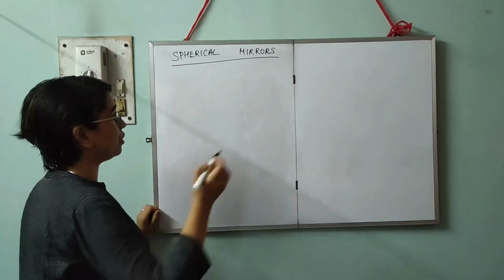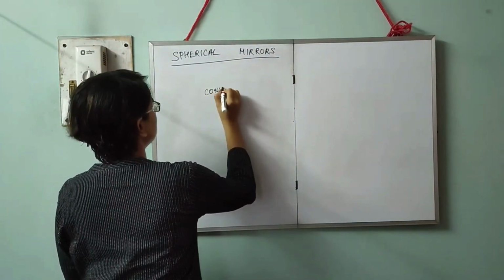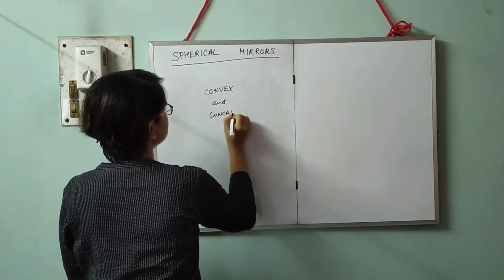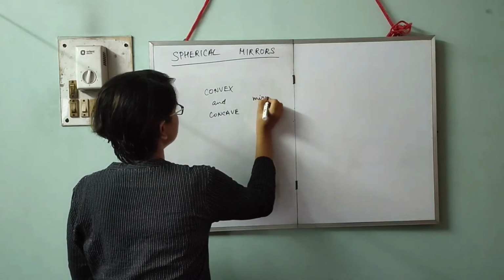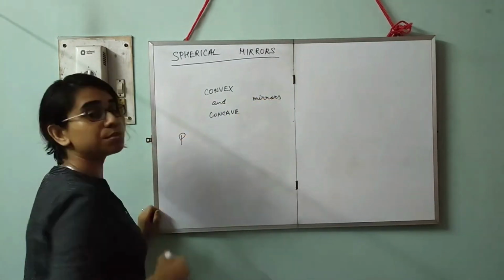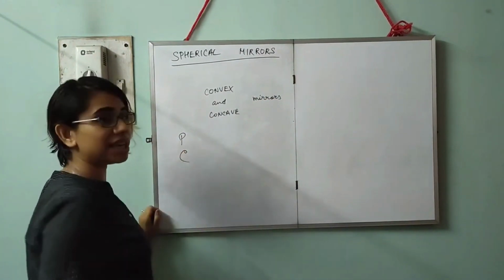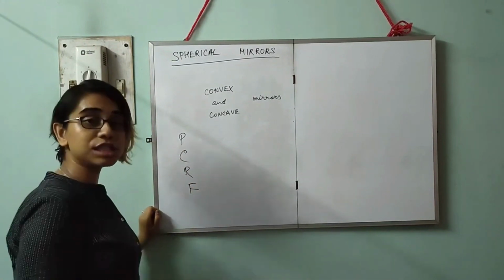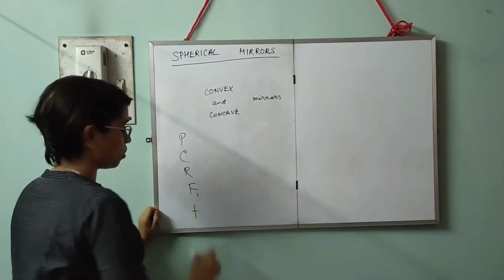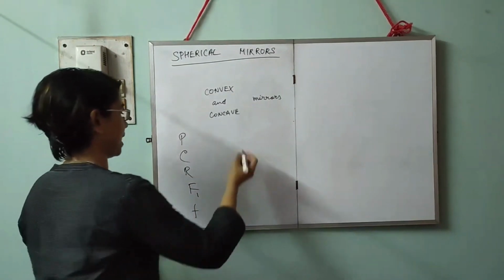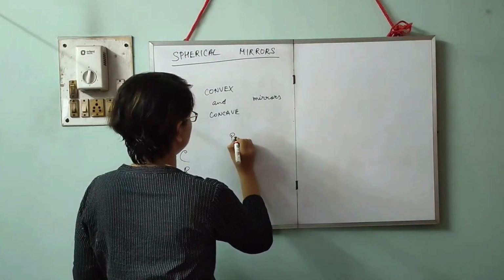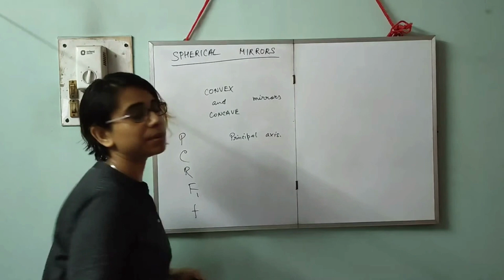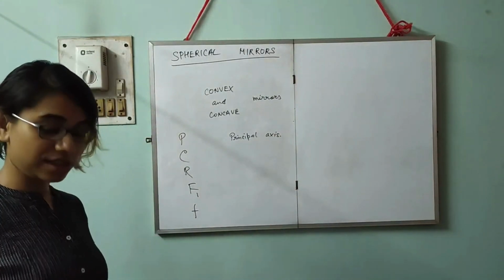So, in a nutshell, we have learned convex and concave mirrors. What is pole? What is center of curvature? What is radius of curvature? What is principal focus? What is focal length? And principal axis.